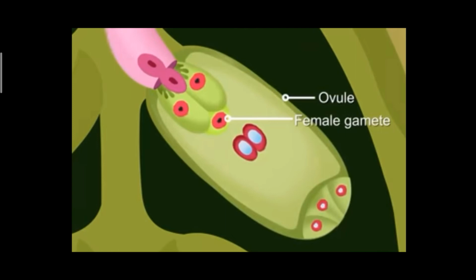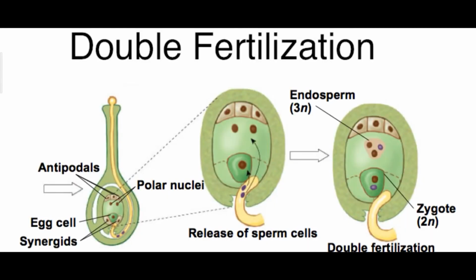Okay, this is double fertilization. Male gamete plus female gamete gives zygote. It is the first fertilization. Male gamete plus the polar nuclei gives endosperm. That is the second fertilization. Once again we can see the double fertilization in flowering plants.